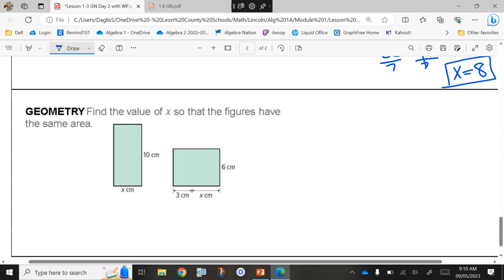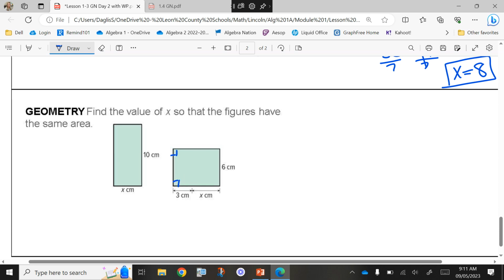Find the value of x so that the figures have the same area. All right, what shapes are we working with? Well, it doesn't tell me it's a square, so I'm not going to assume it. I would say that they're both rectangles. If it does not tell you it's a square, I would not assume it's a square.